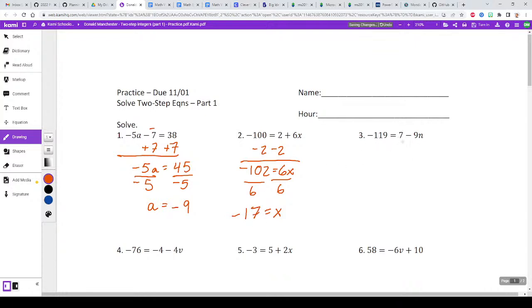In the next one, the constant's a positive 7, so we add a negative 7 to both sides. Same signs, add and keep, so that's negative 126 equals negative 9n. We divide both sides by a negative 9. Dividing a negative by a negative is same sign, so this will be a positive. 126 divided by 9 is 14.